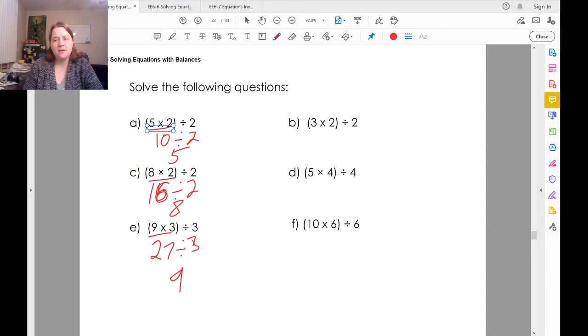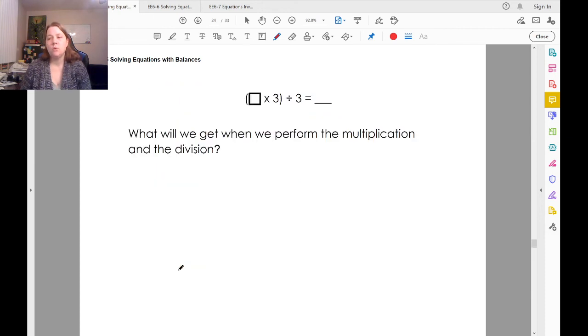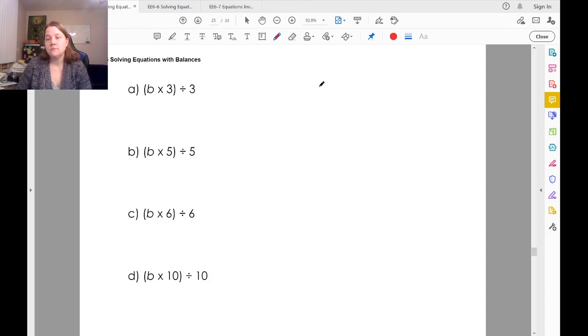You starting to see a pattern here? Do you see how when we multiply and then divide by the same number, we end up getting the same answer? If you take a number and you multiply it and then divide by it, you're going to get the same number that you started with. So what are we going to get here when we perform the multiplication and then division? This is going to be literally square, because we don't know what the square is. We just know that that's what they put in there. So what's the answer going to be for these? Yeah, it's going to be the letter B.